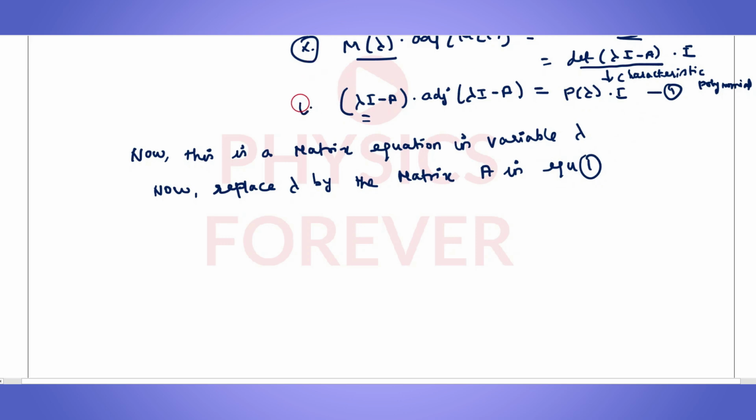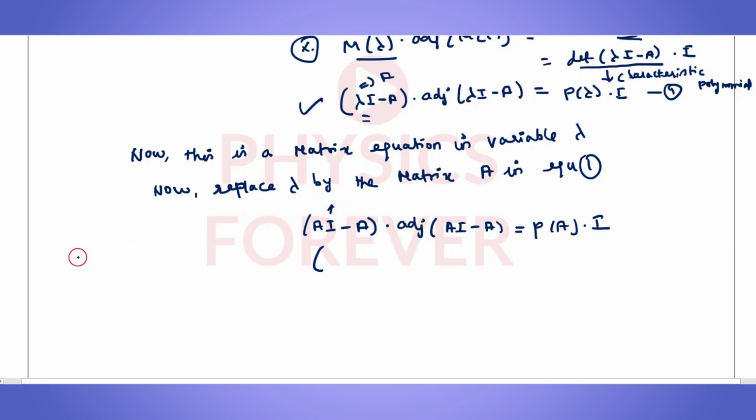So in the equation, what do we do? We replace all the lambda by A. When we replace, what do we get? Then A I minus A, adjoint of A I minus A, which is equal to p of A times I. This is the unit matrix, so whatever we do, we get the same thing.